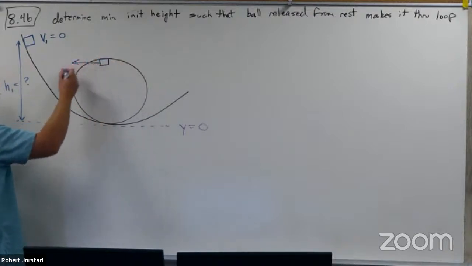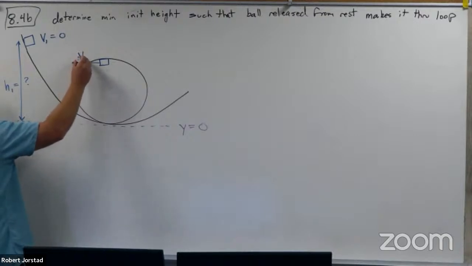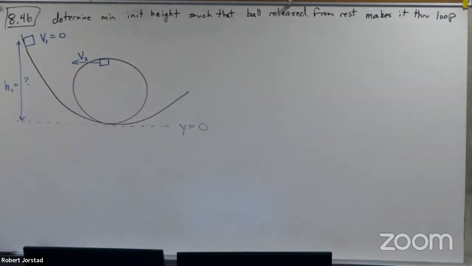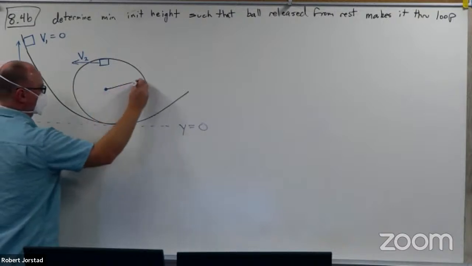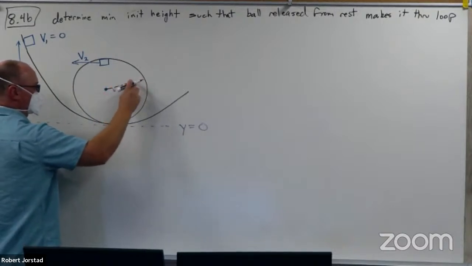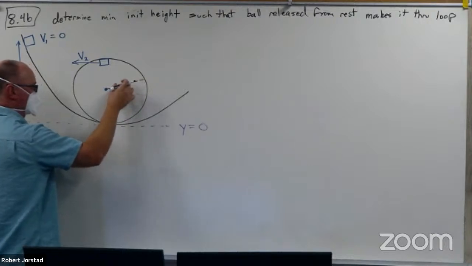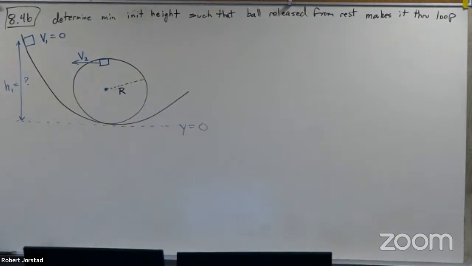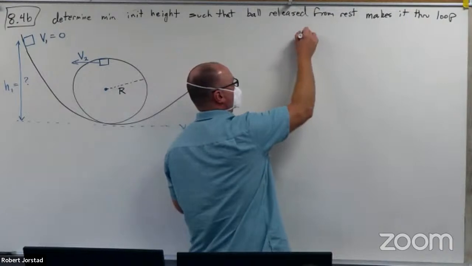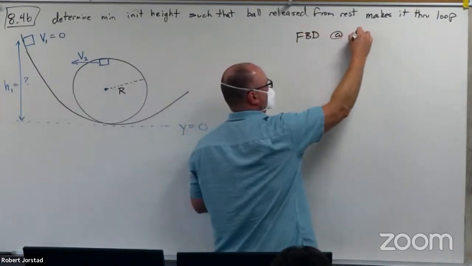I'm going to call this one V2, the speed at the top of the loop. You could call it top, you could call it final, you could call it whatever. I chose to call it 2. Let's label this as the radius. I'll call it capital R. And then I'm going to draw a separate picture for the free body diagram at the top. So I'm going to label FBD at the top.